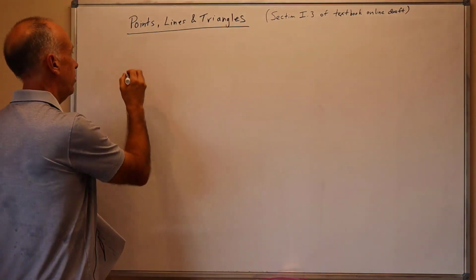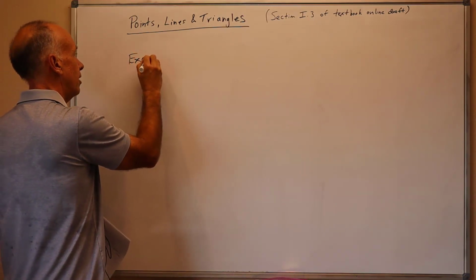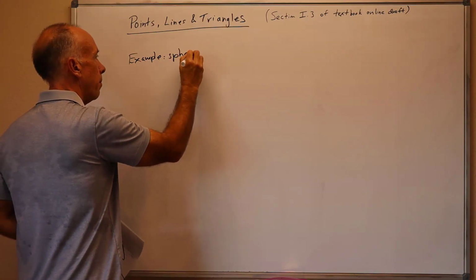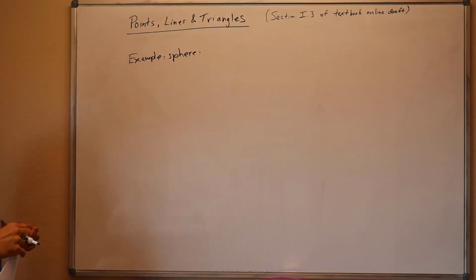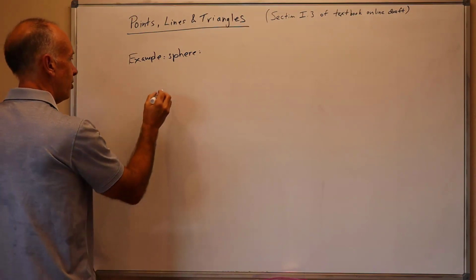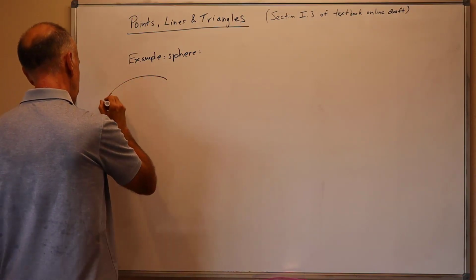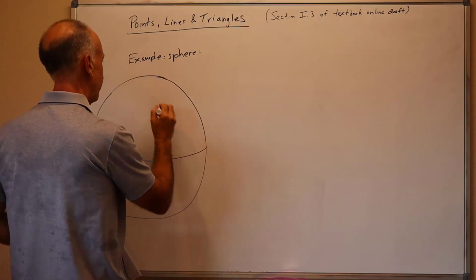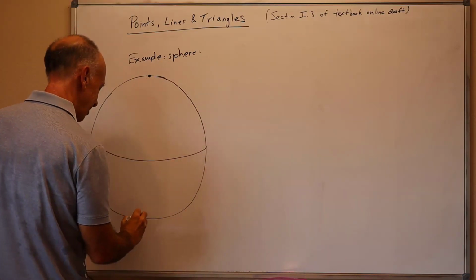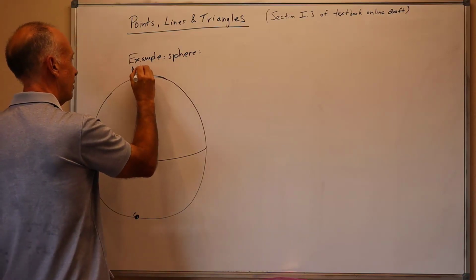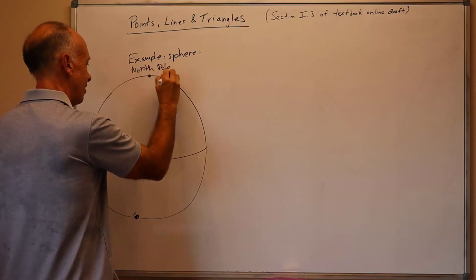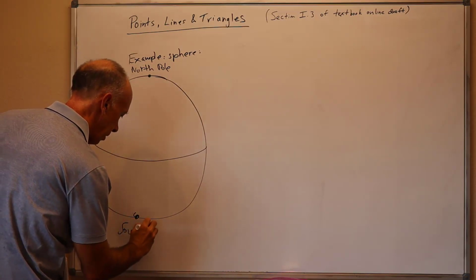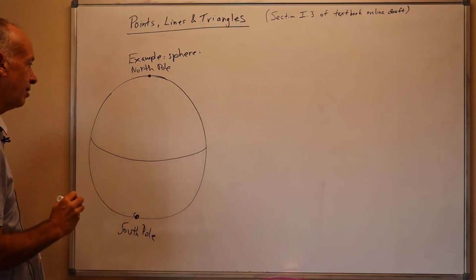So let's do an example of a sphere and how we would draw it with triangles. I'm going to do 2 versions of the sphere. For the first one, here's a sphere, right? Here's the equator, here's the North Pole, here's the South Pole. And I want to draw this as triangle strips.